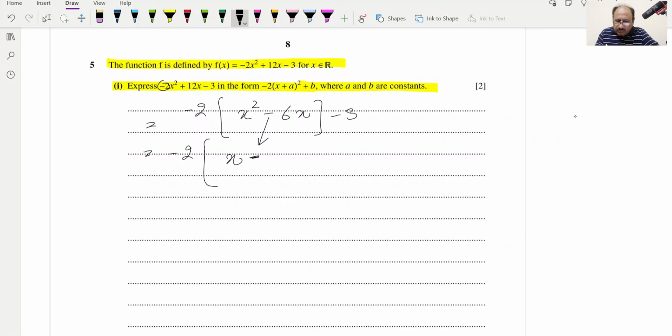we are copying this sign, so it will be minus, and half of this one will be 3, and we write square, and minus whatever we have written, 3 over here, so the square of this one, and what else will we be writing, minus 3. So extra arrows I'm just removing. Now this will be the completing square.